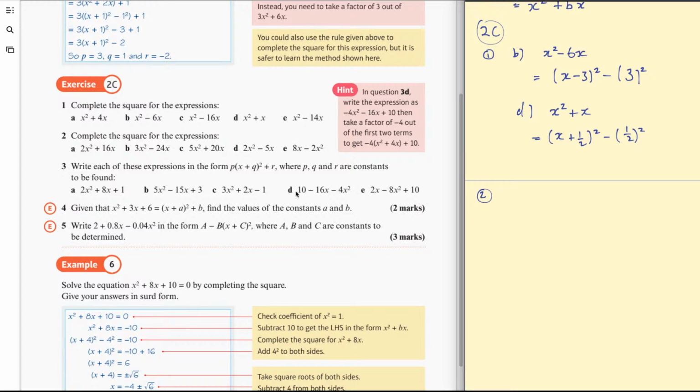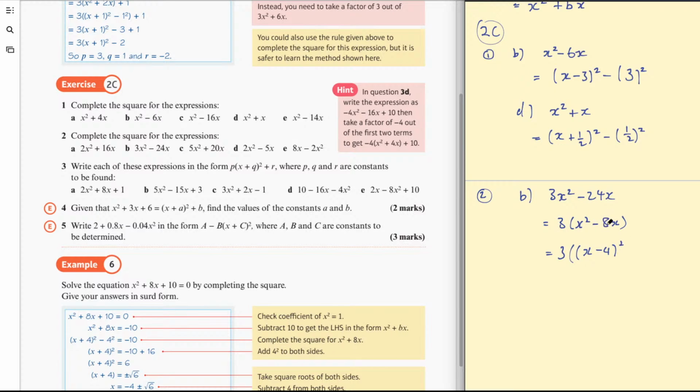Complete the square for the equations. So here we have coefficients of x squared. It's going to make it slightly different, but not too bad. Again, I'll do b and d. Leave the others for you to do if you'd like. 3x squared take 24x. Factorize the 3 first. So this is 3 multiplied by x squared take 8x. And then do completing the square on this. So this is 3 multiplied by x take 4 all squared.